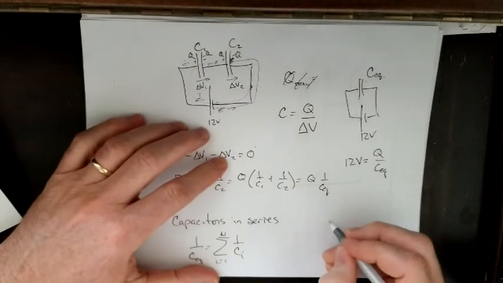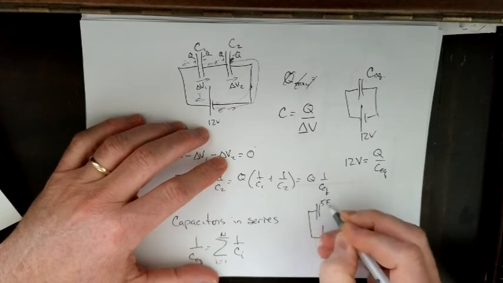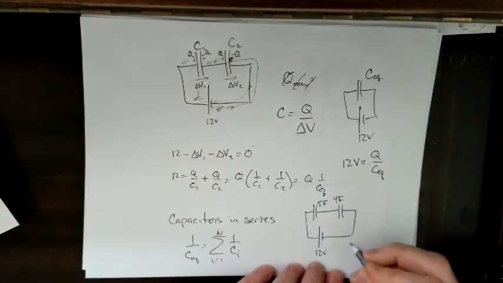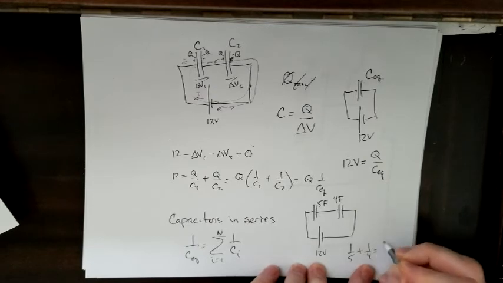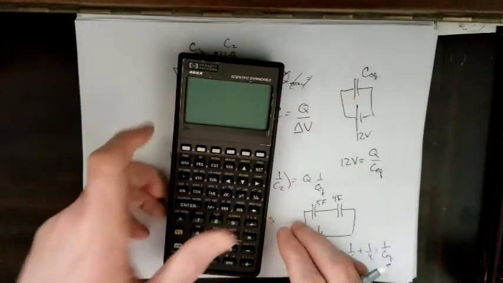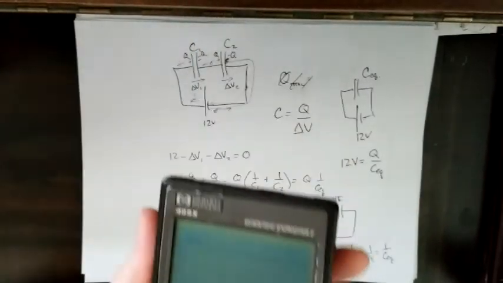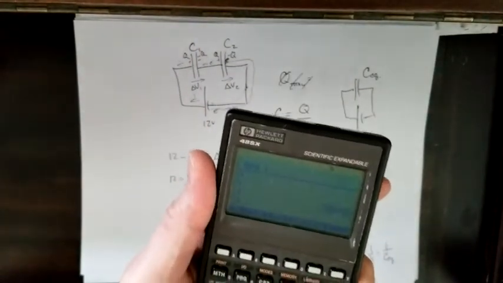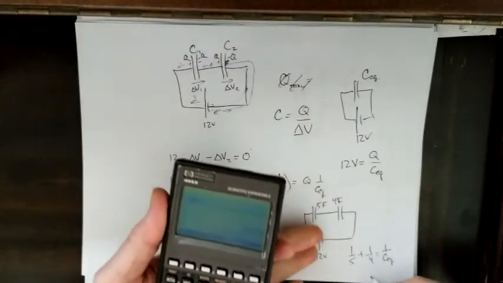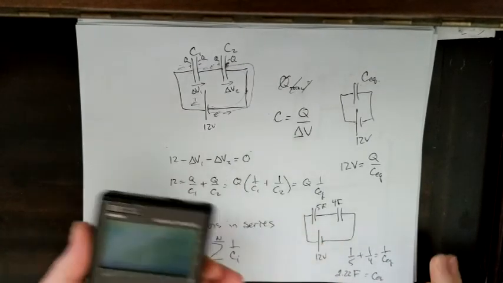Just do a quick example here. I have, again, a 12 volt battery. I have a 5 farad capacitor, and I have a 4 farad capacitor. What is the equivalent capacitance? Well, 1/5 plus 1/4 is equal to 1 over the equivalent capacitance. Pull out the handy dandy calculator. Let's hold it up so you get a little bit better light. So 5 inverse, 4 inverse plus, and then inverse that. So I get an equivalent capacitance of 2.22 farads.